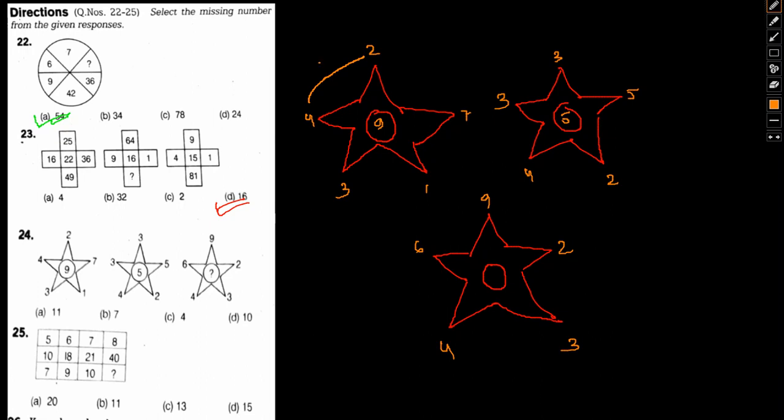6, 4 plus 2 is 6. The 6 plus 7 would give us basically 13. Now 13, 3 plus 1 is 4. So 13 minus 4 gives us 9. Okay, let's see if this pattern follows.